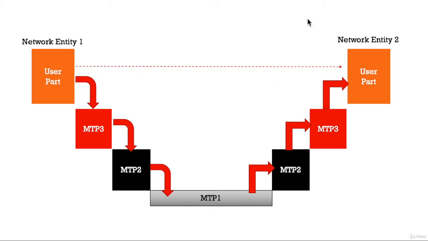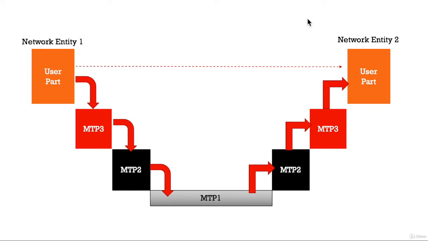Let's say I'll take an example of the IAM message. The IAM message is an ISUP message, which is used for initiating a new call. So let's say network entity 1 wants to send a message to network entity 2, that is the exchange of Bharti Airtel, and it is trying to send the ISUP IAM message. Now let us not get deep into the structure of this message. Let's say it's just a packet of information. Now this packet of information will be handed over to the MTP3 layer.